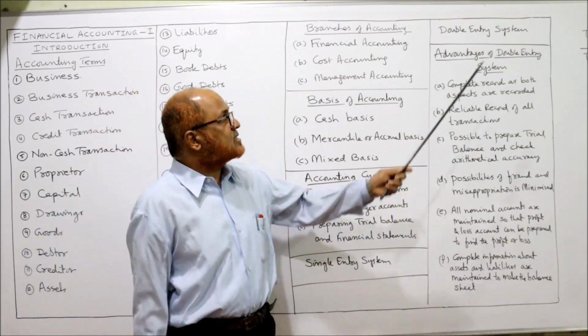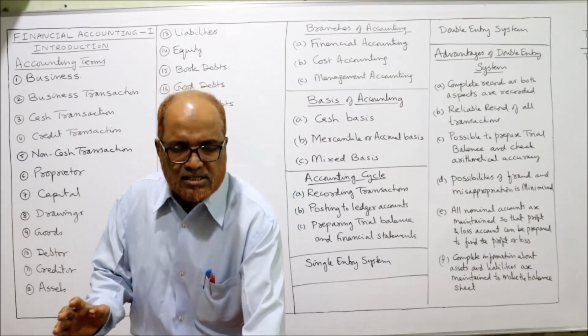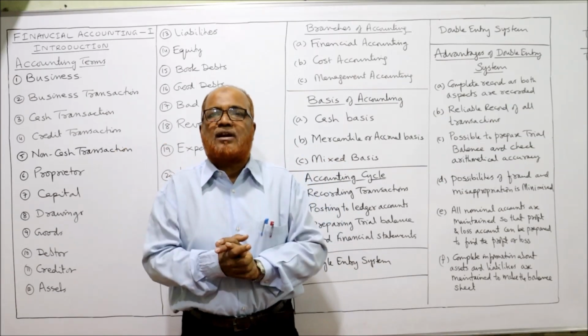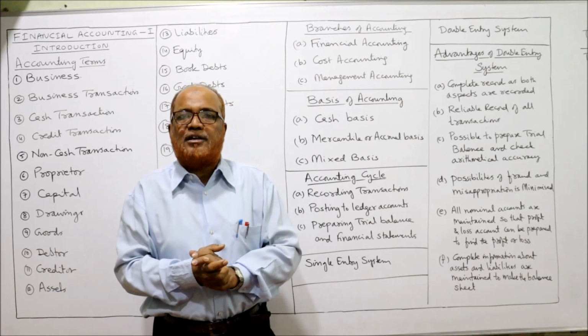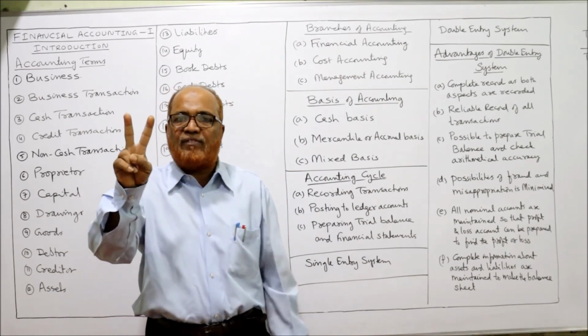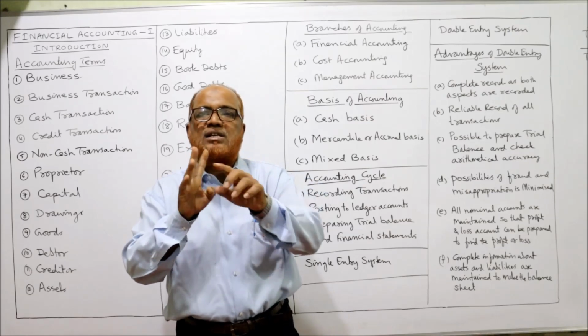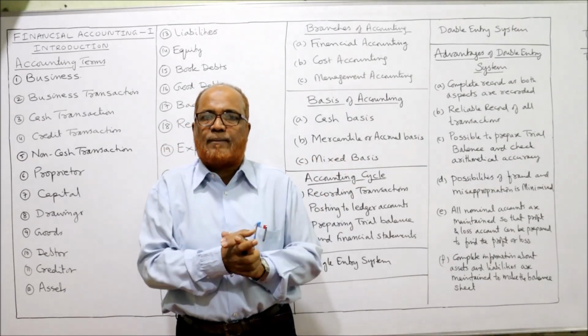Now what is a complete system? Double entry system. Double entry system is a bookkeeping system which records both the aspects of the transaction. That's why one account is debited, other account is credited. So every transaction affects two accounts. So one account is debited, the other account is credited. Both the aspects are recorded. It is called double entry system.